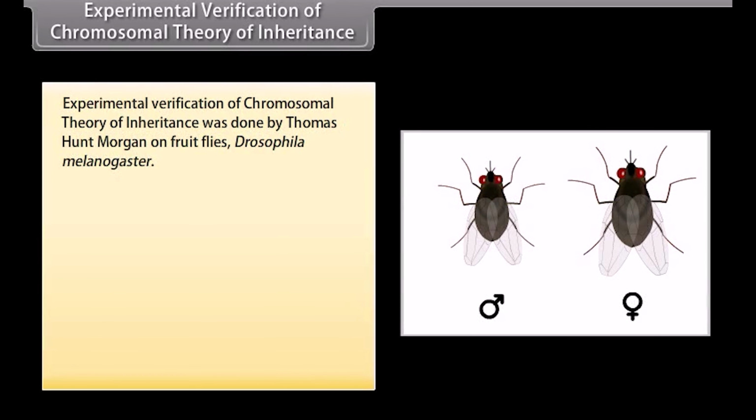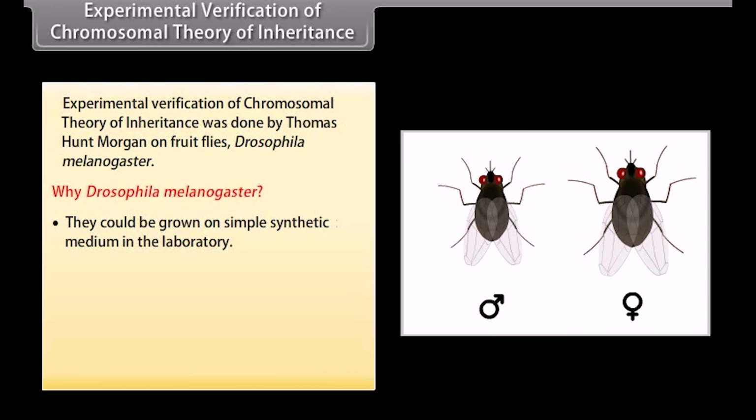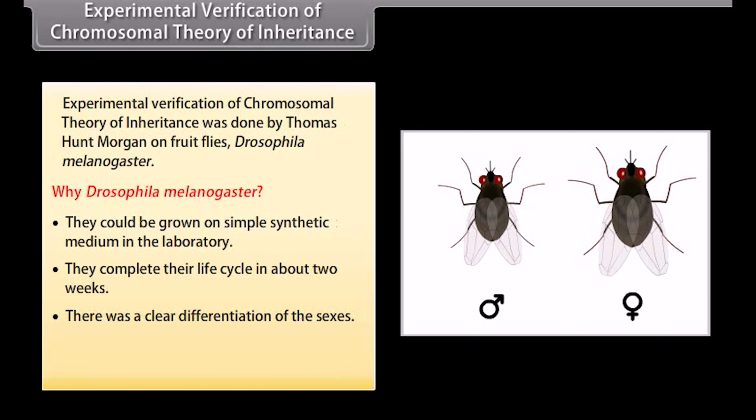Experimental verification of the chromosomal theory of inheritance. Experimental verification was done by Thomas Hunt Morgan on fruit flies, that is Drosophila melanogaster. Why Drosophila melanogaster? They could be grown on simple synthetic medium in the laboratory. They complete their life cycle in about 2 weeks. There was a clear differentiation of the sexes. Its hereditary variation could be seen with low-power microscopes.